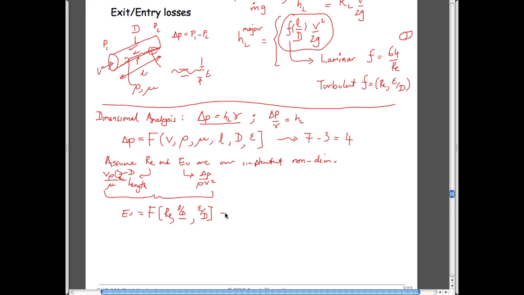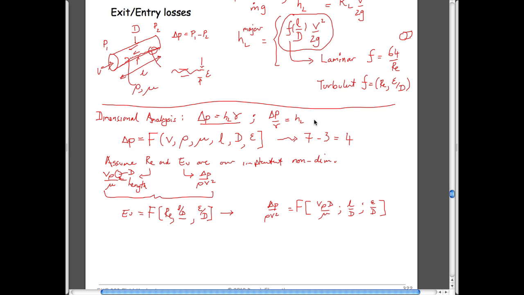And so if you substitute those values into this, then you end up getting, well, basically, delta P over rho V squared is equal to some function of those parameters. So Reynolds number, I guess I'll write it out: velocity, density, diameter divided by viscosity. This other important one, length over diameter, and roughness over diameter as well.